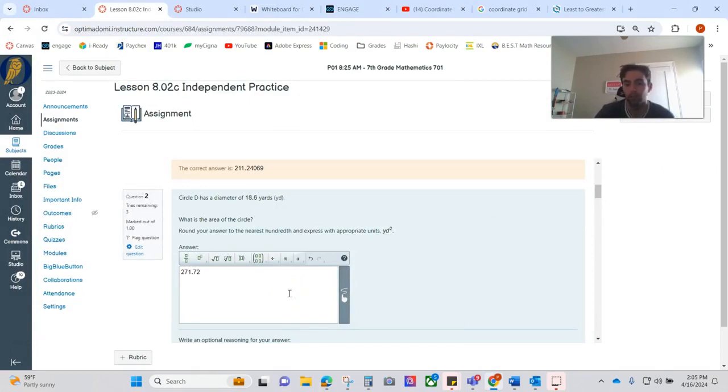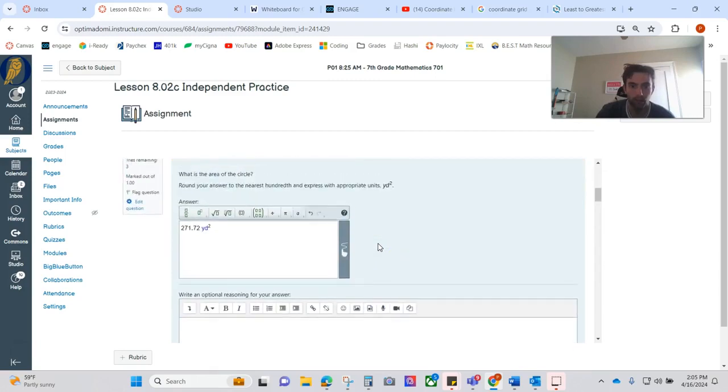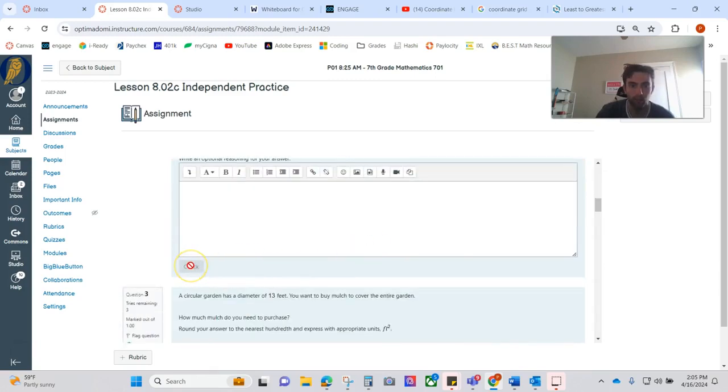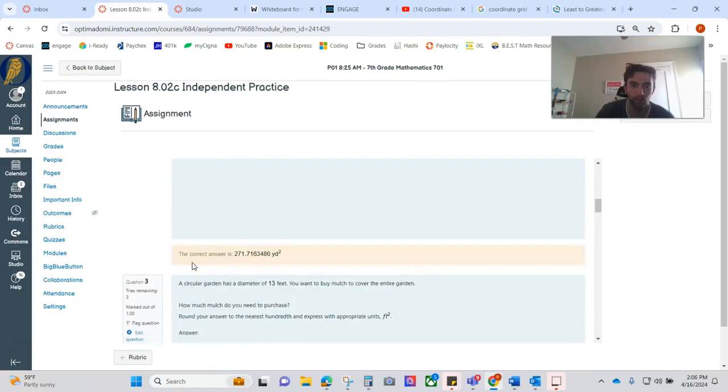Yd superscript 2, like it says here. Express with appropriate units: yd to the power of 2, square yards.